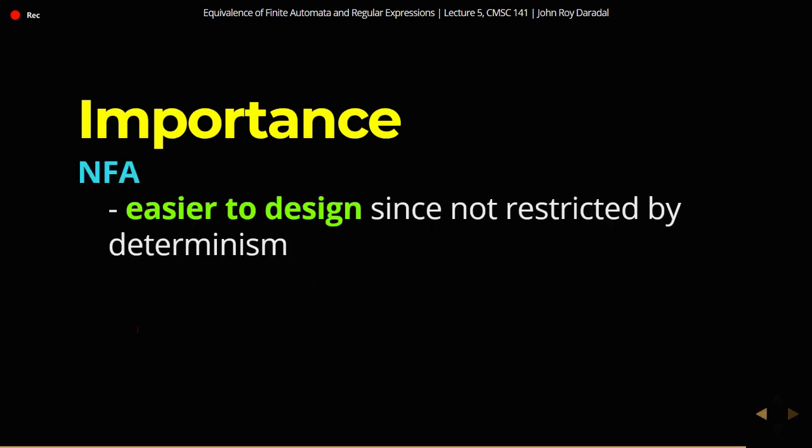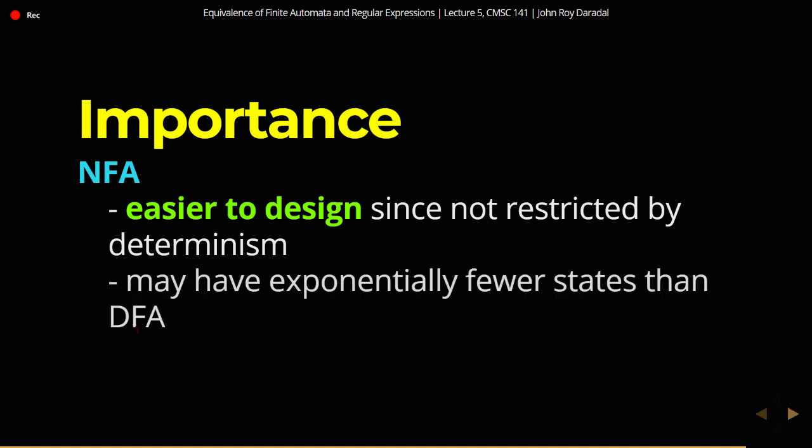Next, an NFA, it's easier to design finite automaton since we're not restricted by determinism. So if we allow our states to transition to more than one state, then it's easier to design our finite automaton. Although the other reason for this is that it could also have exponentially fewer states than our DFA. Because if we stick with determinism, our finite automaton could end up with a lot of states. But if we choose NFA, it will be easier to design and will have fewer states in general.